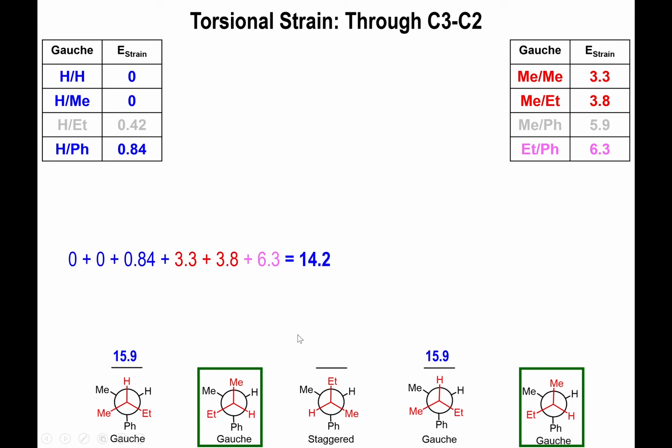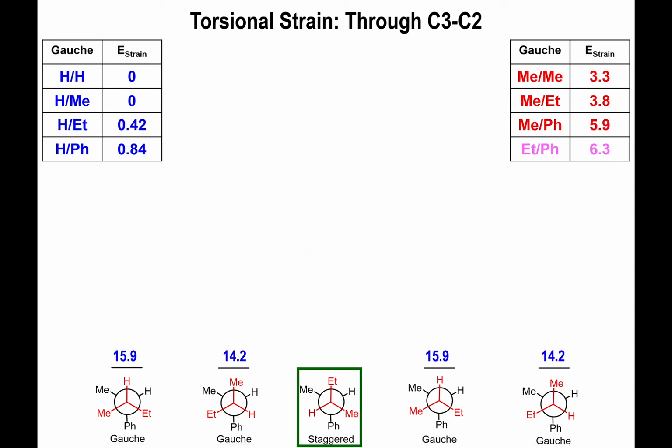So we add up each one of those interactions by inputting the correct value, right? Hydrogen on hydrogen is 0, hydrogen on methyl is also 0. Hydrogen on phenyl is going to be 0.84, and for methyl on methyl, methyl on ethyl, and ethyl on phenyl, you use the corresponding values. And you add them all together to get you 14.2 for the total energy. And what we're now finding out is that this gauche conformation is actually lower in energy than the gauche conformation on the far end, at least on the left side, right?